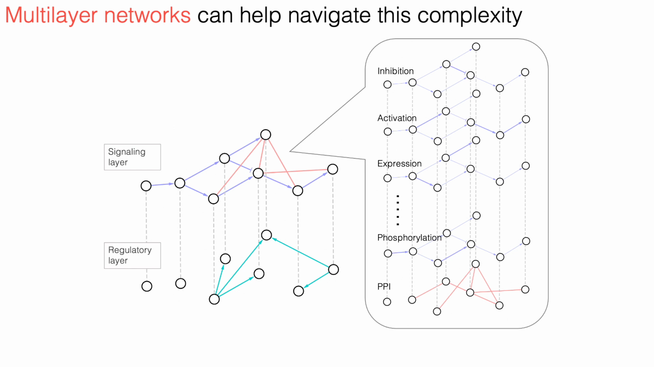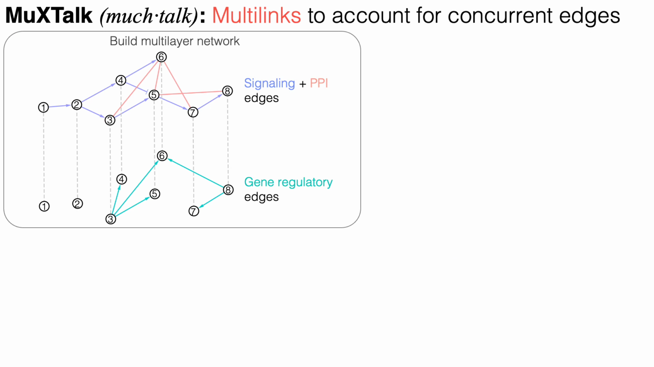As a means to address all these challenges at the same time, we use multilayer networks, which can represent multiple types of concurrent and context-dependent interactions, both on signaling and regulation levels. In particular, we use the concept of multilinks to characterize signaling pathways, study their crosstalk, and gain insights into the interplay between signaling transduction and transcriptional regulation. Our analytical framework, which we call MuXTalk, briefly consists of the following steps. We first build the multilayer network consisting of signaling and regulatory layers.